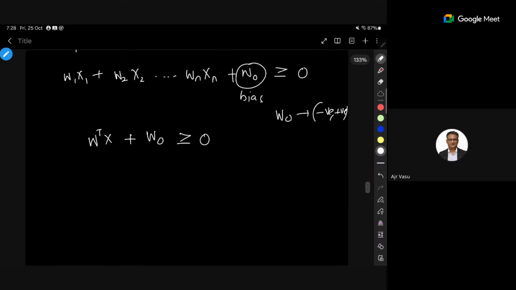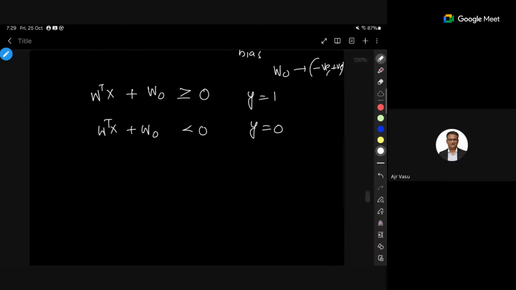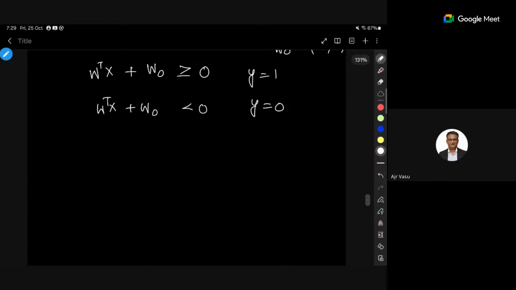And if it is greater than 0, then we can say that the output is 1, so y is equal to 1. And if W transpose X plus W naught is less than 0, then y is equal to 0. So that's how a perceptron is. Now we have weights and a picture, so we can take weights and all, and decide maybe a bias, what could be a bias for this perceptron to satisfy.